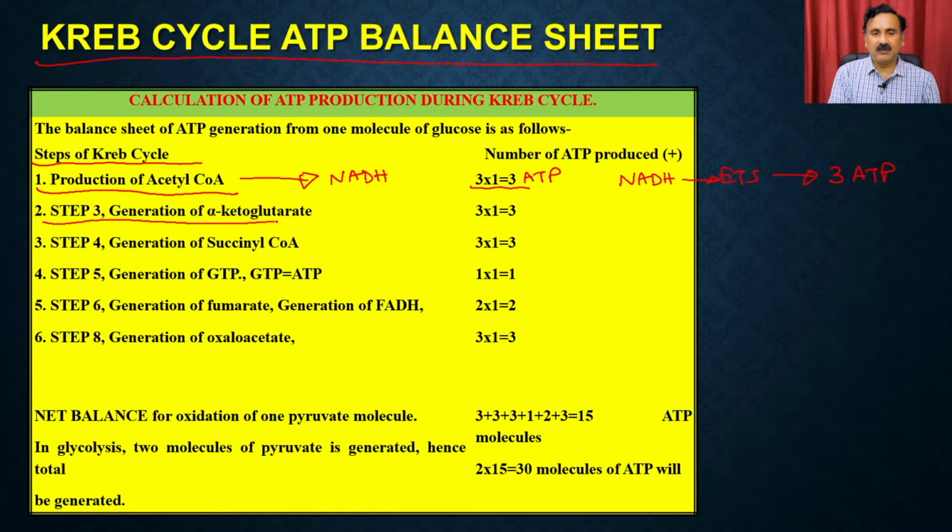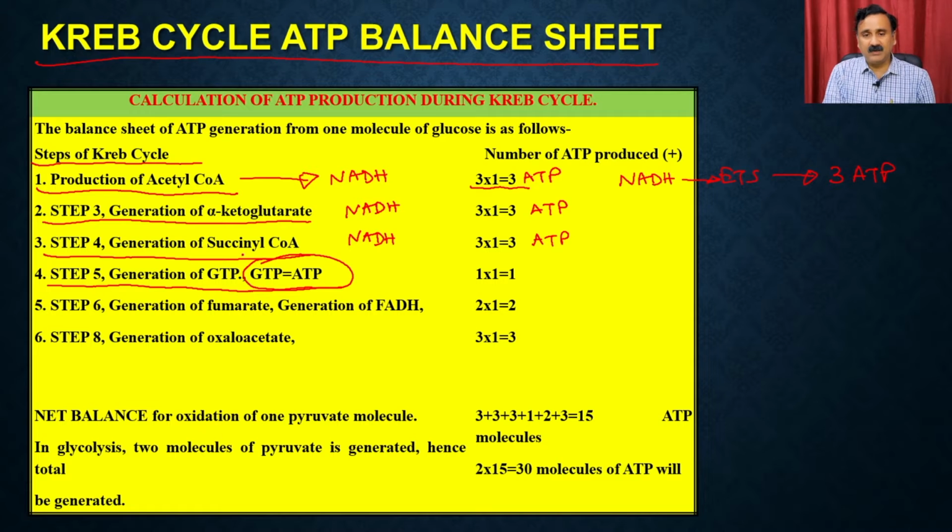Then in step 3 there will be a generation of alpha ketoglutarate, and in that step also there will be a production of NADH, and that also is going to give you 3 molecules of ATP. And then in step 4 there will be a generation of succinyl CoA, and in this step also there will be a production of NADH, and that also is going to give you 3 molecules of ATP. Then in step 5 there will be a generation of GTP, and as I said, GTP has the same amount of energy as ATP, and that's how 1 molecule of ATP is formed.